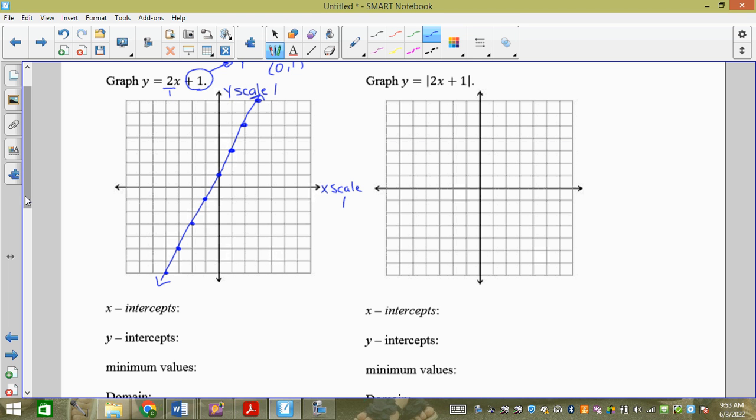What is my y-intercept? To fill in here. 0, 1. Is there a minimum value? No, none. It's just a line.